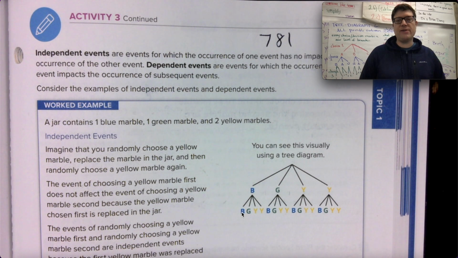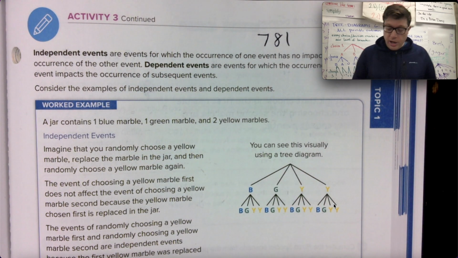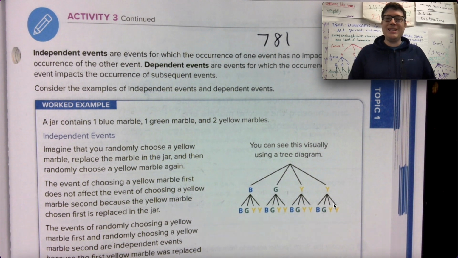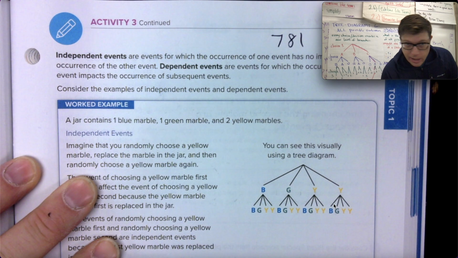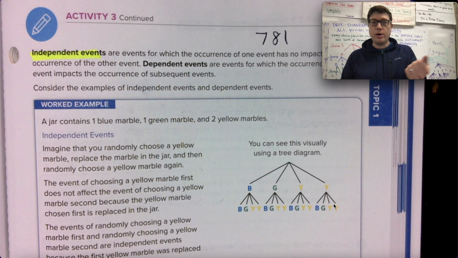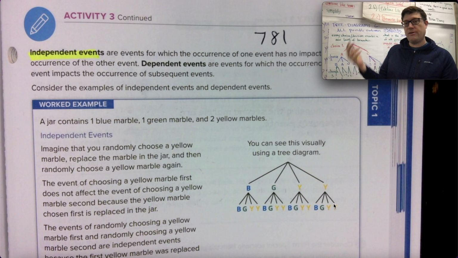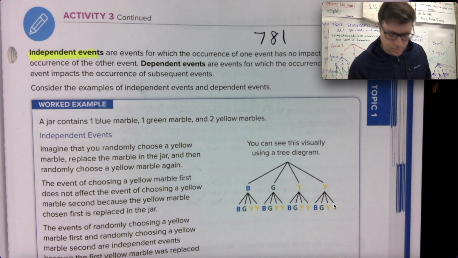Lesson 1, we're on page 781. So you can see right there. Now, in this video, our focus is on independent versus dependent events. And a highlighter comes out. Independent events are events for which the occurrence of one event has no impact on the occurrence of another. Does that make sense?